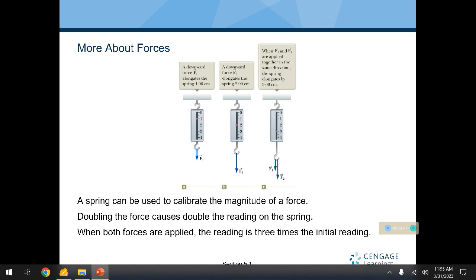All right, so springs are always used to calculate force for that particular reason, and as long as you have a reference frame, you pretty much use that, because doubling the force doubles the reading on that. Let's move on.